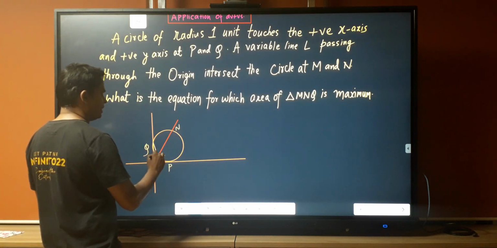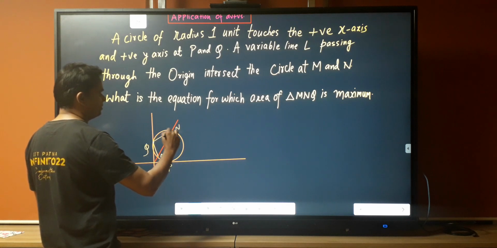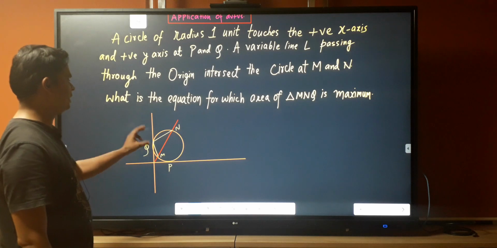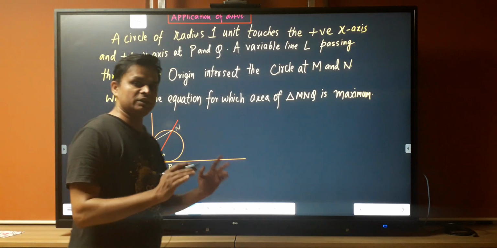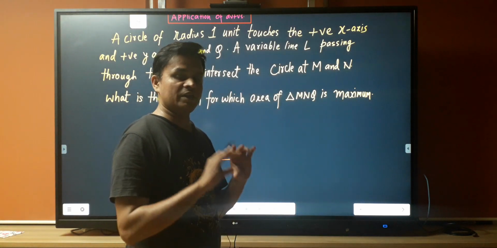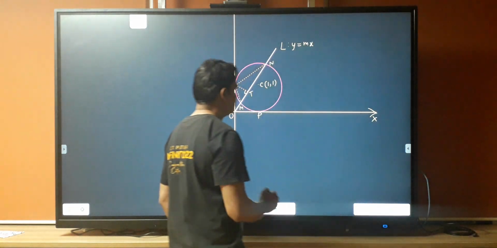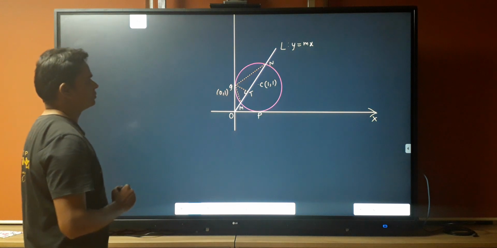This is point Q, and if I form a triangle from here, then the question asks us to find the equation of this line such that the area of this triangle is maximum. I have drawn a neat diagram on another page, so let us solve this question.